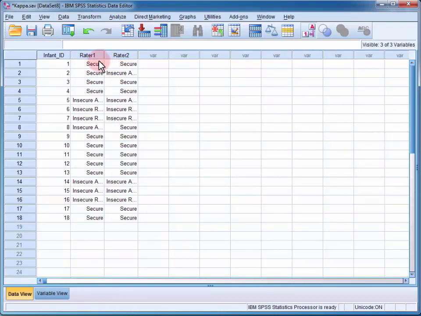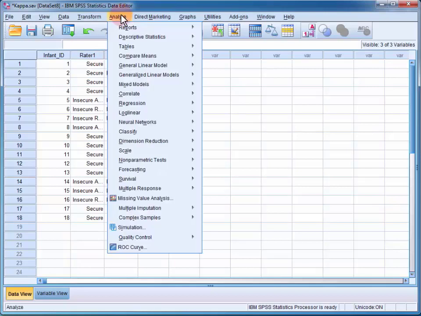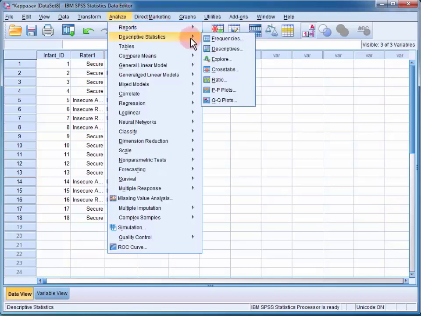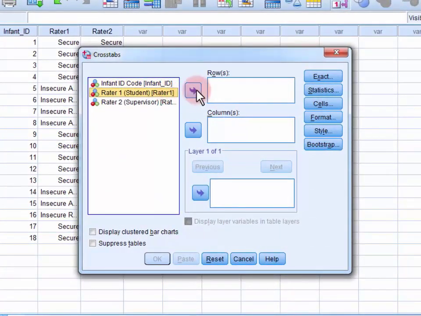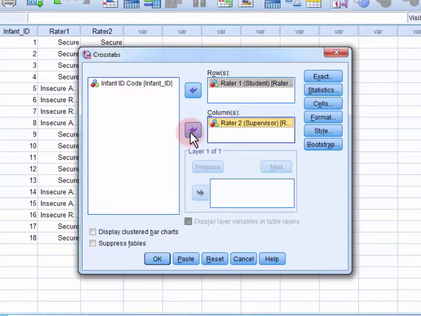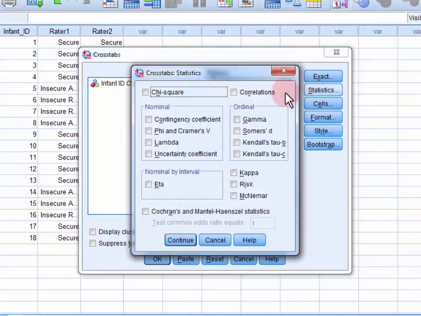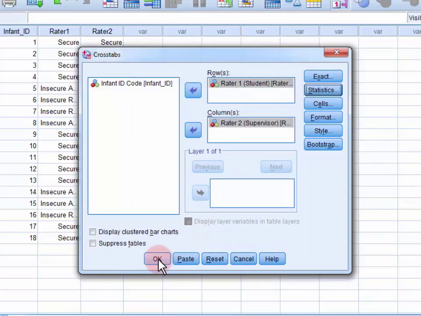To estimate Cohen's kappa, we open up the Analyze menu, go to Descriptive Statistics, and cross tabs. We move one of the ratings into the rows field and the other into the columns field. Next, we open up the Statistics menu and select kappa. Click Continue to close the menu and OK to estimate Cohen's kappa.